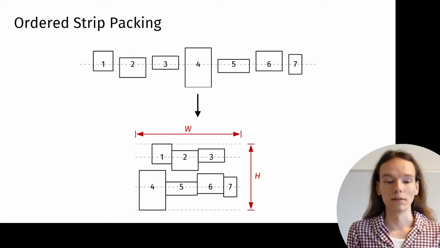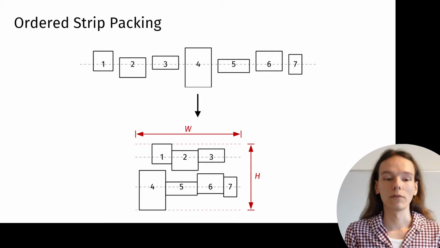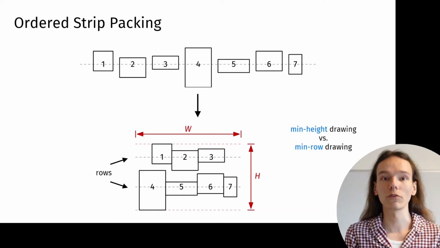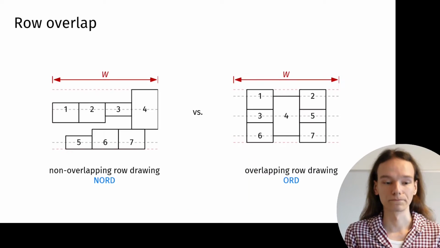And again, we can minimize the height, or we can also in this setting look at the number of rows and try to minimize that. So we have either a min height drawing or we have a min row drawing.